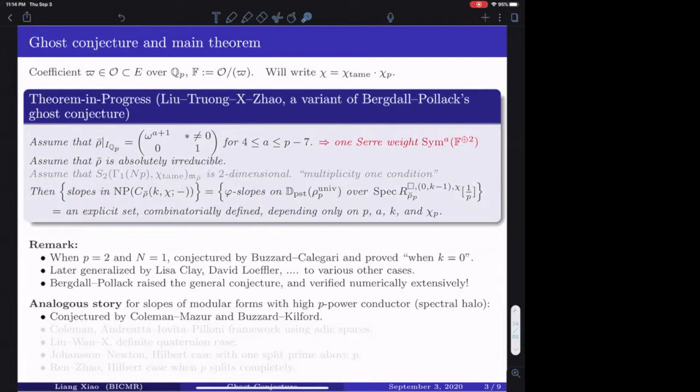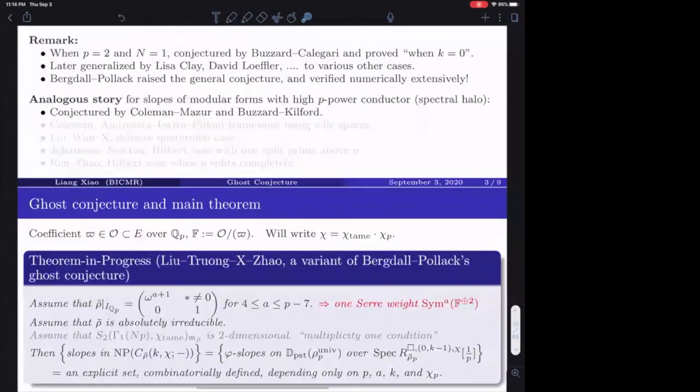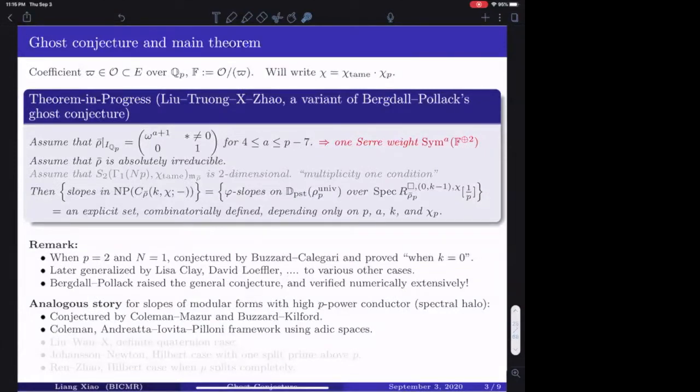This was first conjectured by Coleman and Mazur and Buzzard and Kilford. Coleman and Mazur, in their famous eigencurve paper, asked what the behavior of the eigencurve near the boundary was, and Buzzard and Kilford did this example for p equals 2 and n equals 1. Later, based on the idea of Coleman, Andreatta, Iovita and Pilloni gave a framework using adic spaces to talk about this question of the spectral halo. In my joint work with Ruochuan Liu and Daqing Wan, we proved the definite quaternion case. Our proof was later generalized by Johansson and Newton to the definite case, but with one split prime above p.